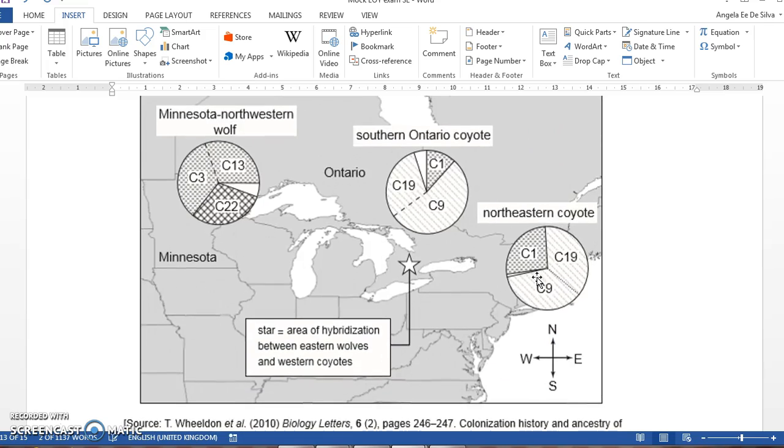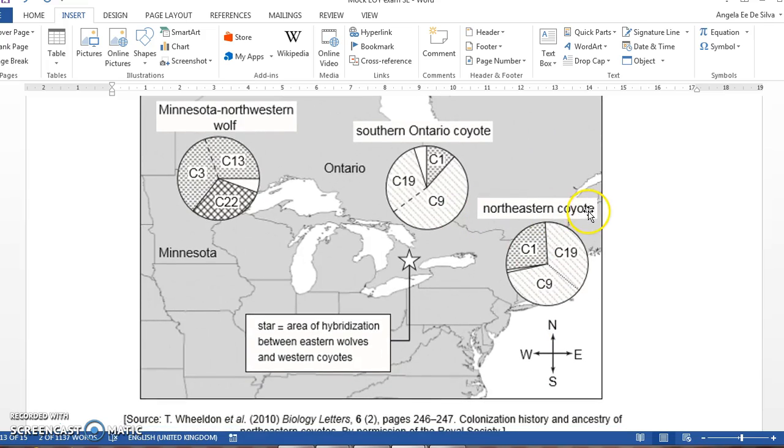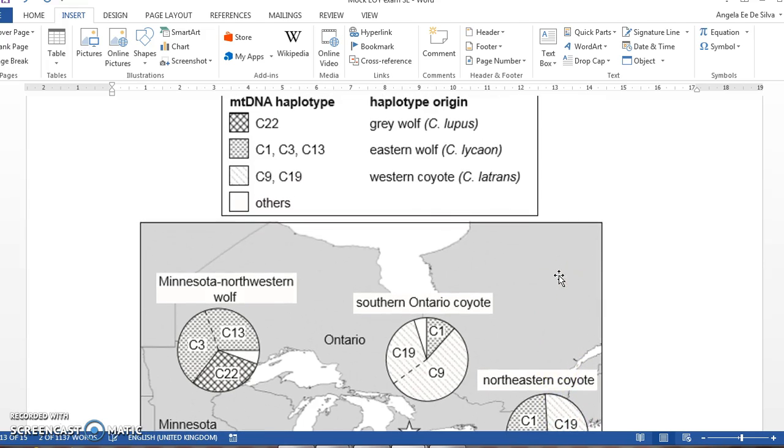And if I look here, I see northeastern coyote, which is supposed to have a more wolf-like skull. Then we see that the C19 and C9, which we noticed earlier, came from coyotes, western coyote.